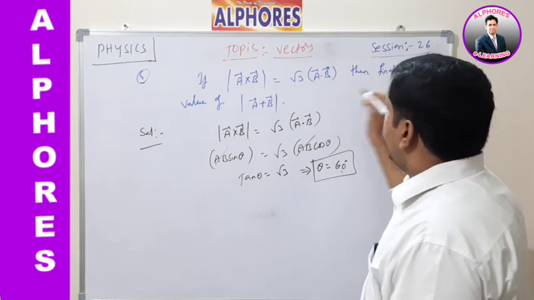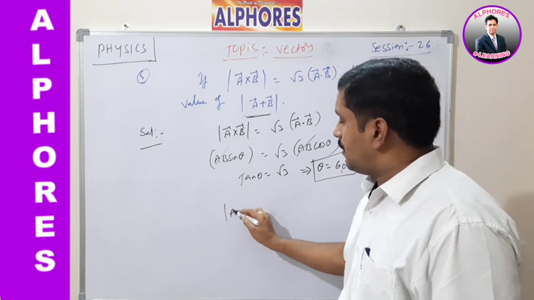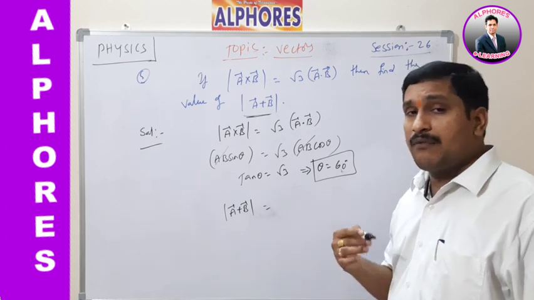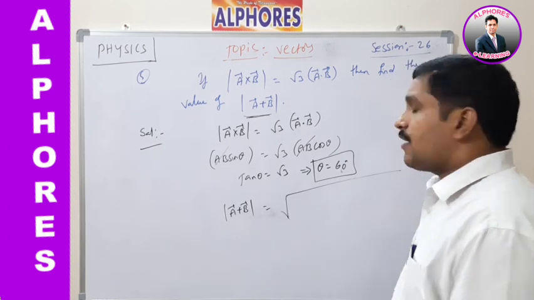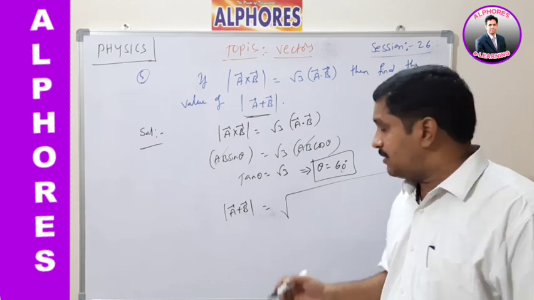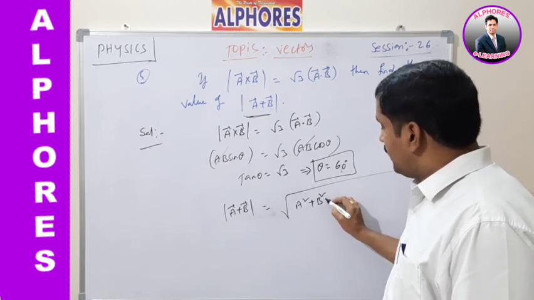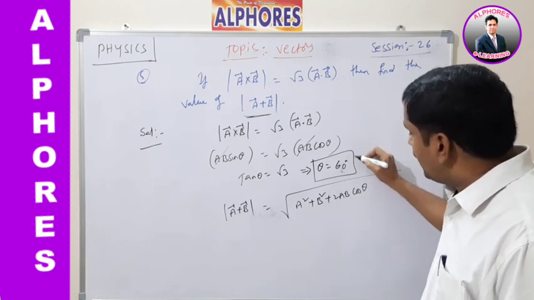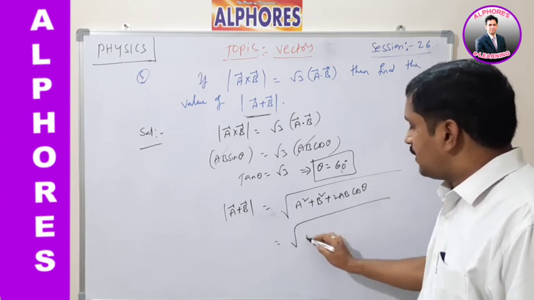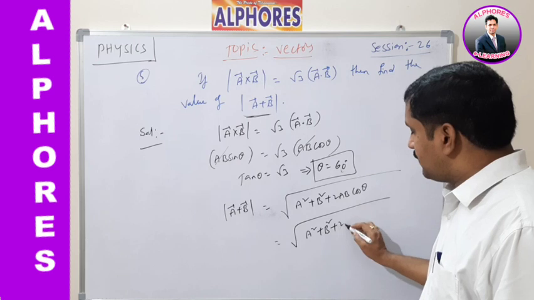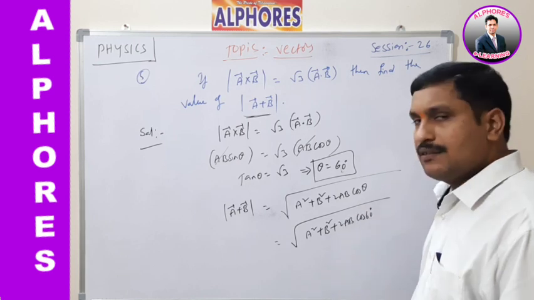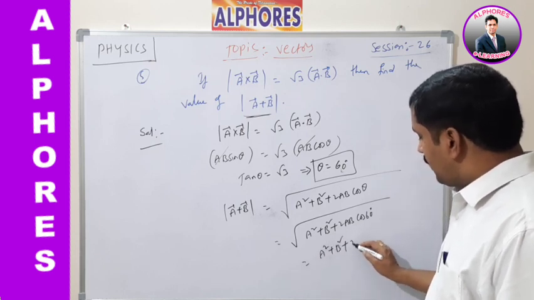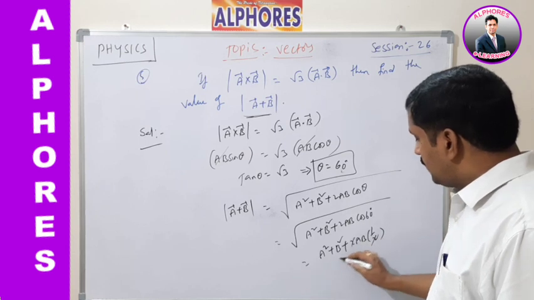Okay, now listen carefully. After that I have to find this vector, meaning the magnitude of the addition of these two vectors. From the parallelogram law of addition of vectors, what is the formula? It is root of p square plus q square plus 2pq cos theta, meaning root of a square plus b square plus 2ab cos theta. Now I am substituting this value of theta in this expression. What am I getting now? A square plus b square plus 2ab cos 60. Cos 60 is 1 by 2, under root.